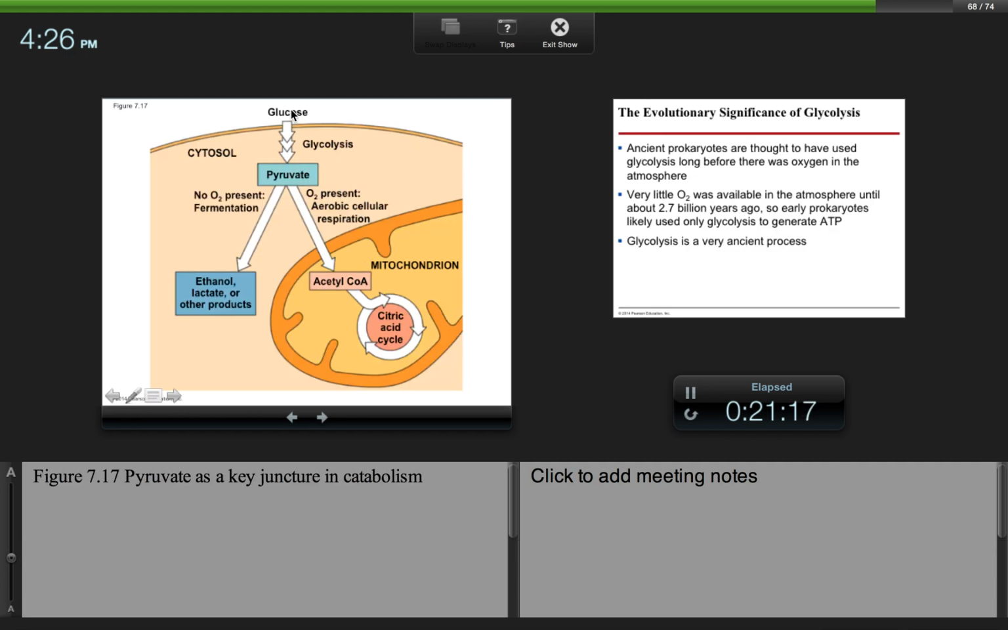Okay, so here we have glucose getting converted to pyruvate. If oxygen is present, then pyruvate will enter the mitochondria, be converted to acetyl coenzyme A, and then it will enter the citric acid cycle. If oxygen is not present, fermentation will occur.